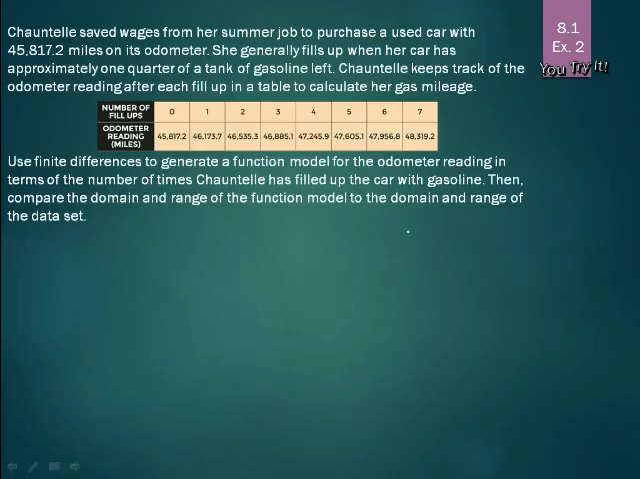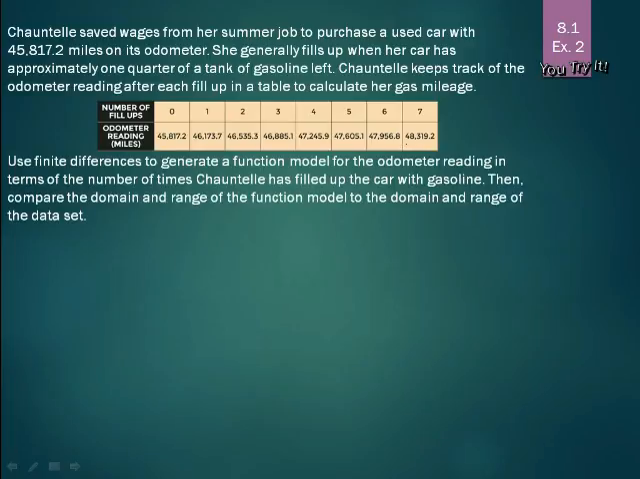Use finite differences to generate a function model for the odometer reading in terms of the number of times Chantel has filled up the car with gasoline. Then compare the domain and range of the function model to the domain and range of the dataset. Okay, so let's go ahead and use the finite differences to find our function model.